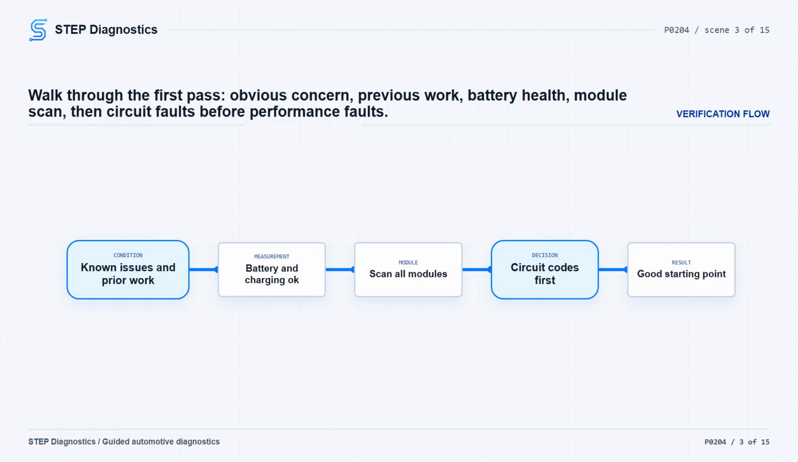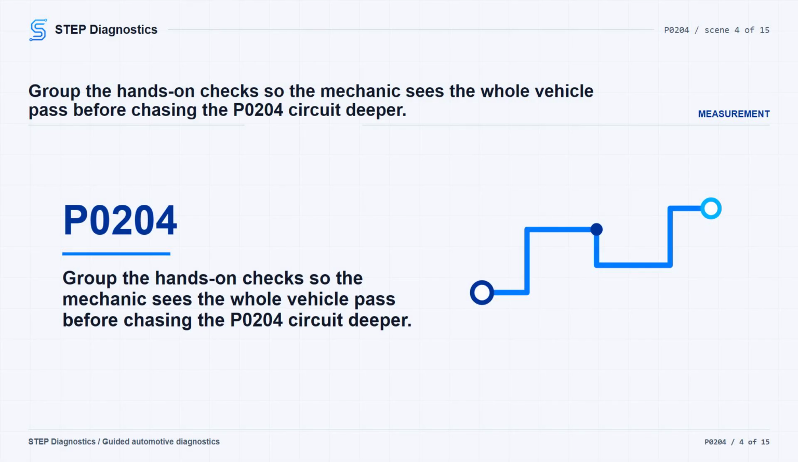Verify the battery and charging system are operating correctly, and make sure battery SOC is greater than 70% before starting diagnostics. Then, scan all network modules for codes related to the concern. If other codes are present, handle circuit-related faults before system or performance-type faults.